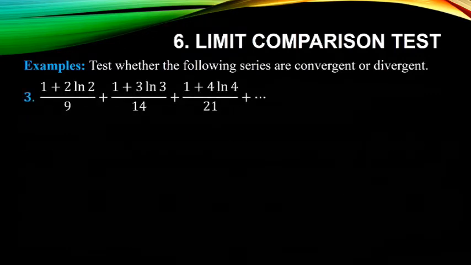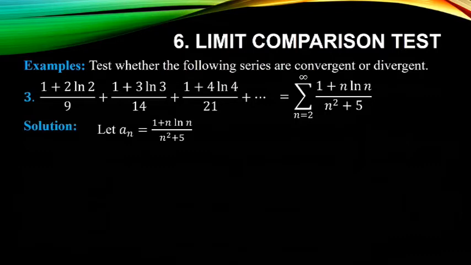So number 3: 1 plus 2 ln of 2 over 9, plus 1 plus 3 ln of 3 over 14, plus 1 plus 4 ln of 4 over 21, and so on and so forth, which is equivalent to the summation of 1 plus n ln of n over n squared plus 5, from 2 to infinity. So solution: let a sub n be equal to 1 plus n ln of n over n squared plus 5.